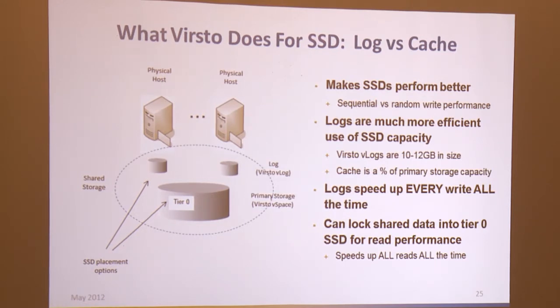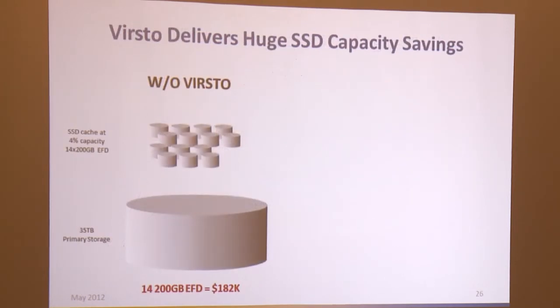And I think I already mentioned that, you know, two great places to use SSD would be in a tier 0 where you lock in golden masters, or in a log device. And if the log device is only 10 gigs per host, you could support a 16 node cluster with one 200 gig EFD. Very efficient use of SSD capacity.